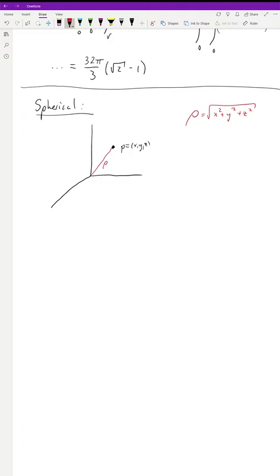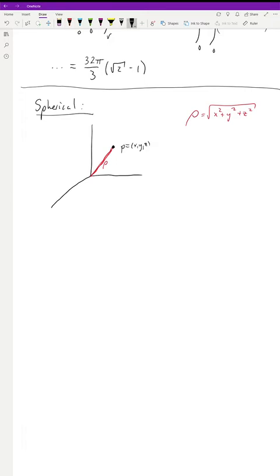So this is just the distance away from the origin. So for example, if we look at regions where rho is constant, that's just going to be giving us spheres. So if rho is equal to 2, that's giving us the sphere of radius 2, all points of the sphere of radius 2.